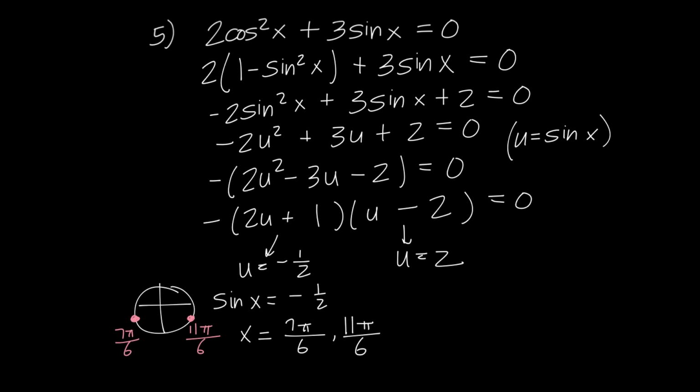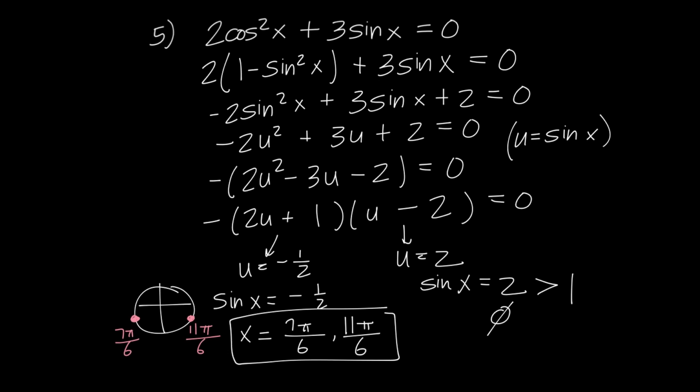Over here, we have sine x equals u, and for the same reason as before, sine can never be greater than 1, so there is no solution here that comes from sine x equals 2. So our solutions are x equals 7 pi over 6 and 11 pi over 6. All right, hope these 5 examples are helpful to you as you do worksheet Trig 2, number 4.